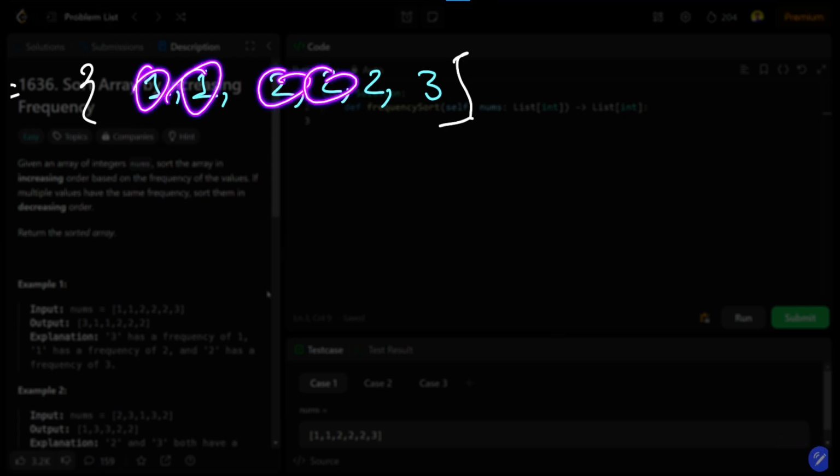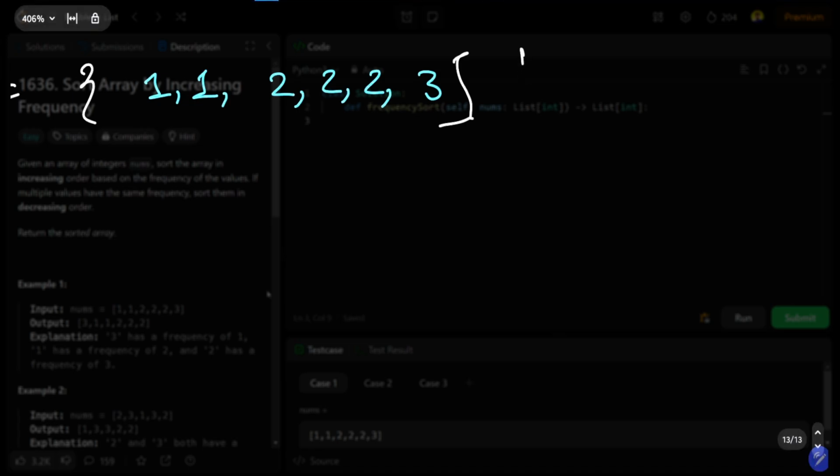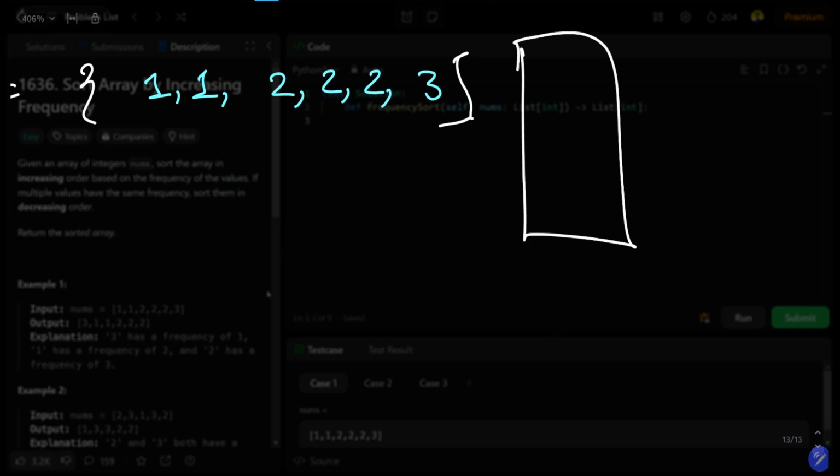2 is coming how many times? 3 times. 3 is coming 3 times. So I might be having some data structure, we can say a hash map, where I will be storing a frequency. So I can say 1 is coming how many times? 2 times.